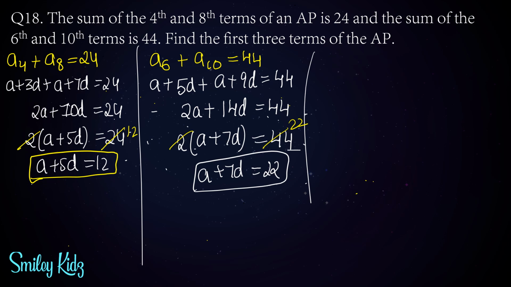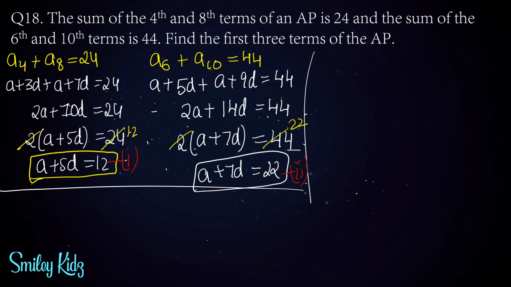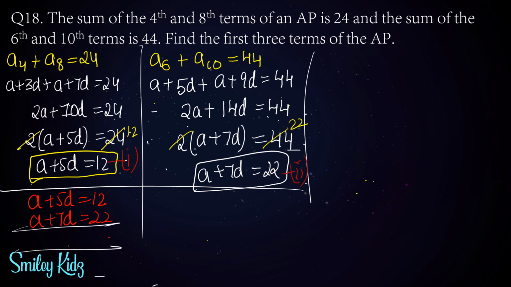Alright. Now we have arrived at both of our equations. Now I'm going to subtract the equations, everyone. We have A plus 5D equals 12 and A plus 7D equals 22. Now I'm going to simply subtract them. The signs get changed, right? So A and A get cancelled, and we're left with minus 2D equal to minus 10. And the value of D turns out to be 5.